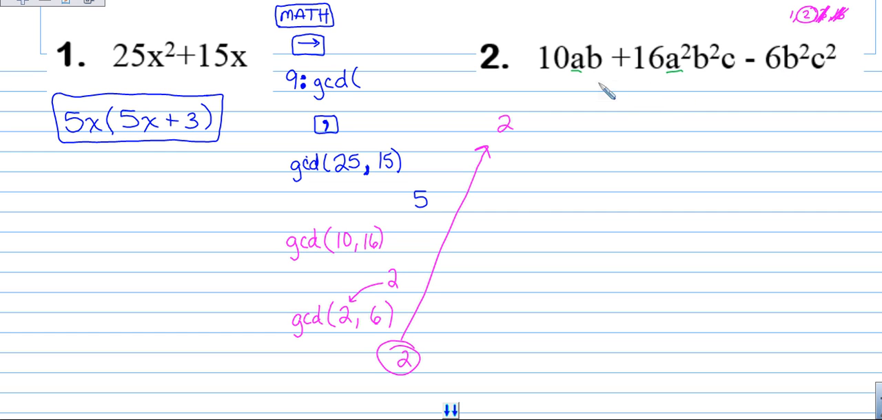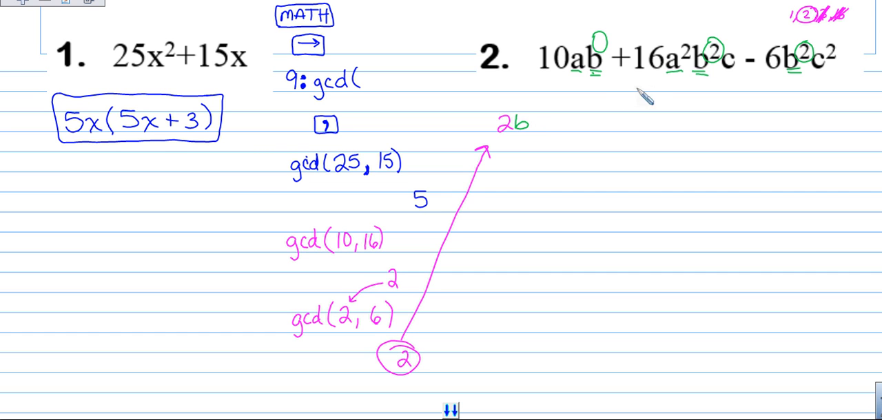Okay? So then we look. Do they all have a B? Okay? So I've got a B here, I've got a B here, and I've got a B here. So I can take out a B. Now, you want to look at the exponent. There's 1 here, there's 2 here, and there's 2 here. The smallest one we have is this one, so that's what we would take.